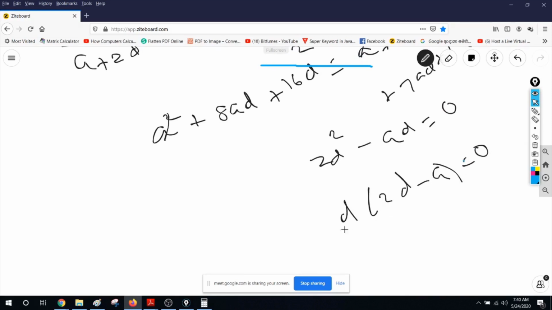D(2D minus A) equals 0. So that means D equals 0 or D equals A divided by 2. But that is not a solution for us, right? That is not a solution for us.